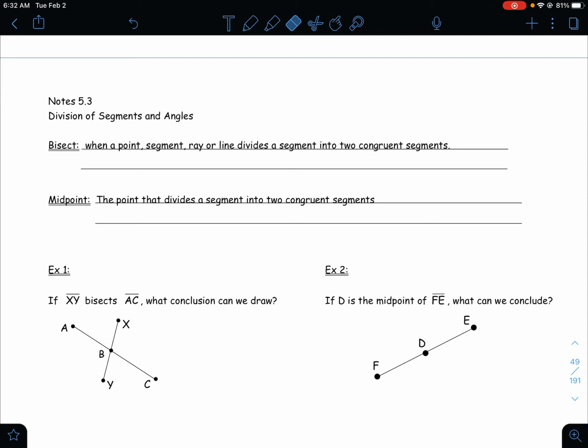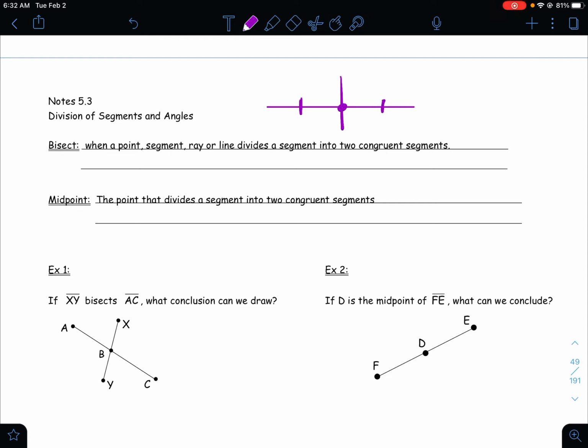So we got our couple of definitions here. Bisect, that means when a point, segment, ray, or line divides a segment into two congruent segments. All right, so really what that means is that you have a line, and there's either another line, a point, something like that cuts it in half. And of course, when it cuts it in half, it's going to make two congruent pieces.